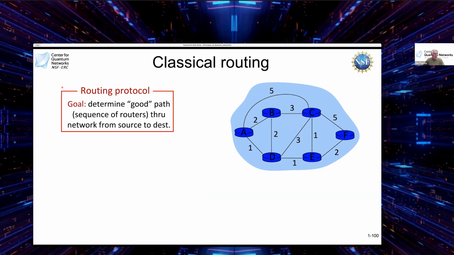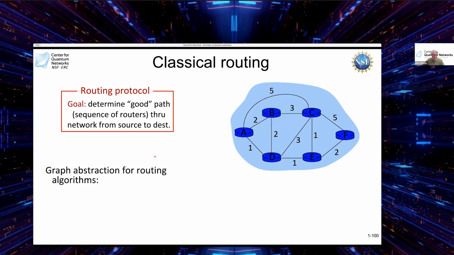The goal of a routing protocol is to determine a good path, which you can think of as a sequence of routers through a network from source to destination. So if we take A here as a source and F here, then it would be finding some path here that is good in some sense. Now, what do we mean by good?